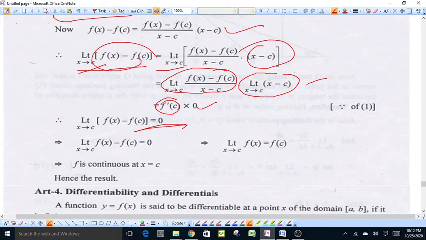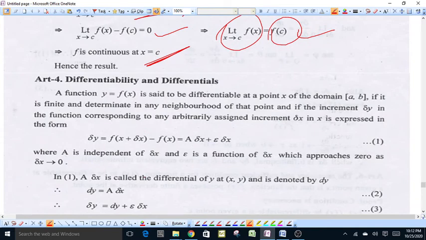That is, the limit of f(x) - f(c) as x approaches c equal to 0 means the limit of f(x) as x approaches c is equal to f(c). That is, the limit of the function at point c is equal to the value of the function at point c. Therefore, the function is continuous at c.